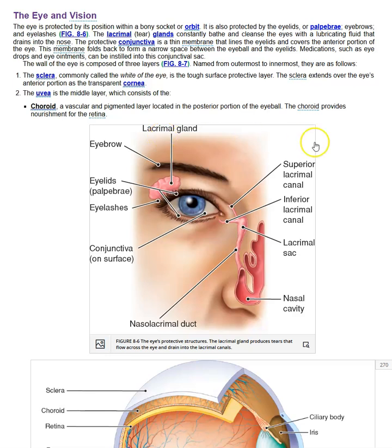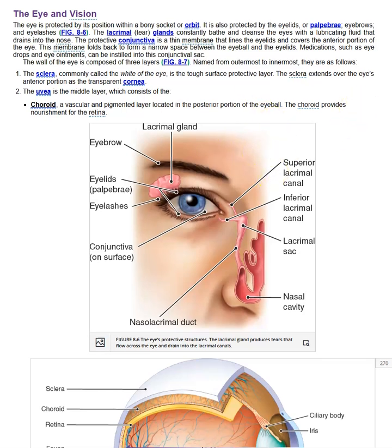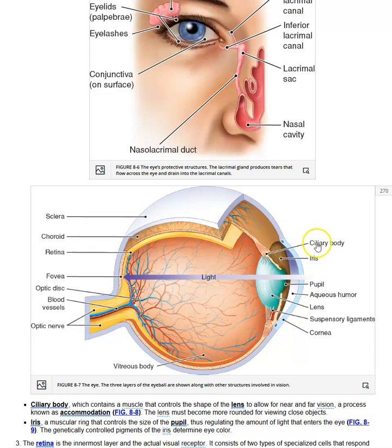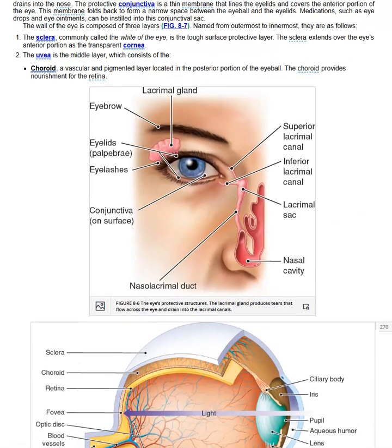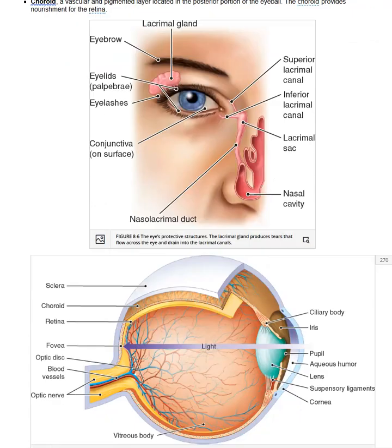Lacrimal, a lacrimal gland, or even lacrimal canal, lacrimal sac. Lacrimal has everything to do with tears. You'll associate the word lacrimal with tears. The conjunctiva is a thin membrane that lines the eyelids and covers the eye, another protection. There's a lot of protection here in the eyeball itself. It's pretty amazing, that organ, all the layers of protection.